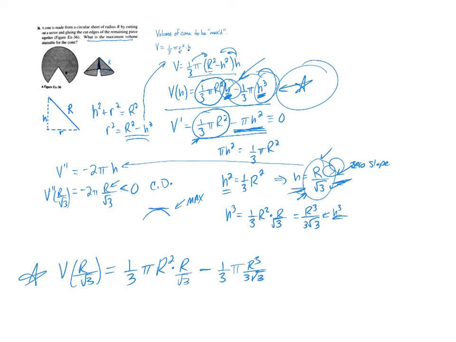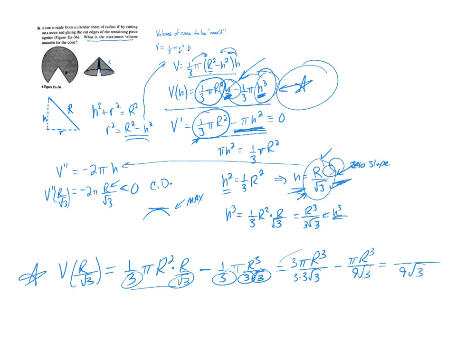This first term would simplify to this guy over here: in the numerator we're going to have a pi and a big R cubed, and in the denominator we have a 3 and a root 3. And we're subtracting, the numerator is again pi big R cubed, and our denominator is 3 times root 3, so that's 9 root 3. So we almost have a common denominator to get our volume expressed as one fraction. We're just missing a factor of 3 in this first guy. So if we multiply him by 3 and 3, now our common denominator is 9 root 3.